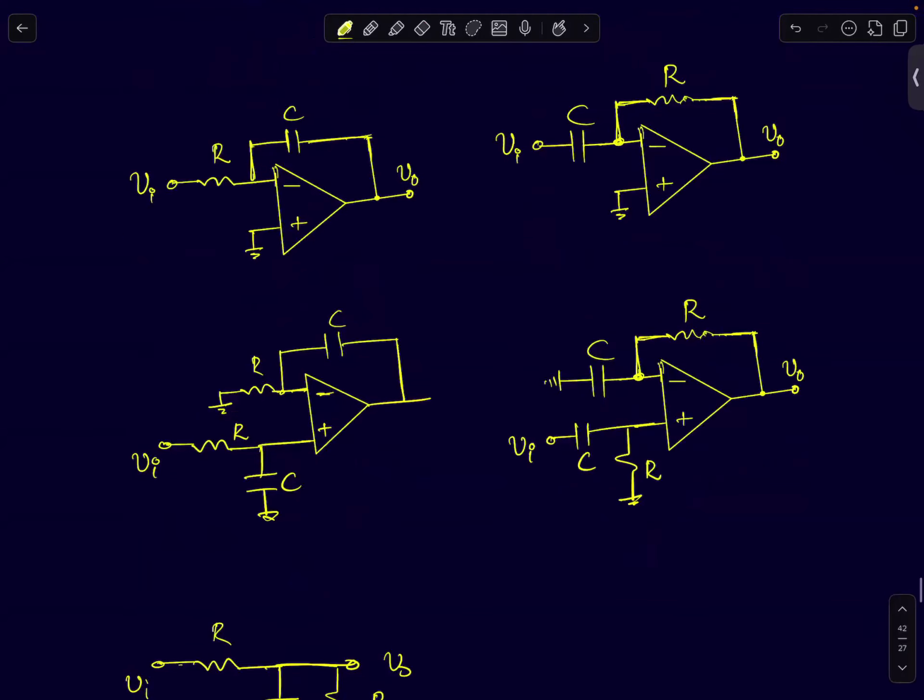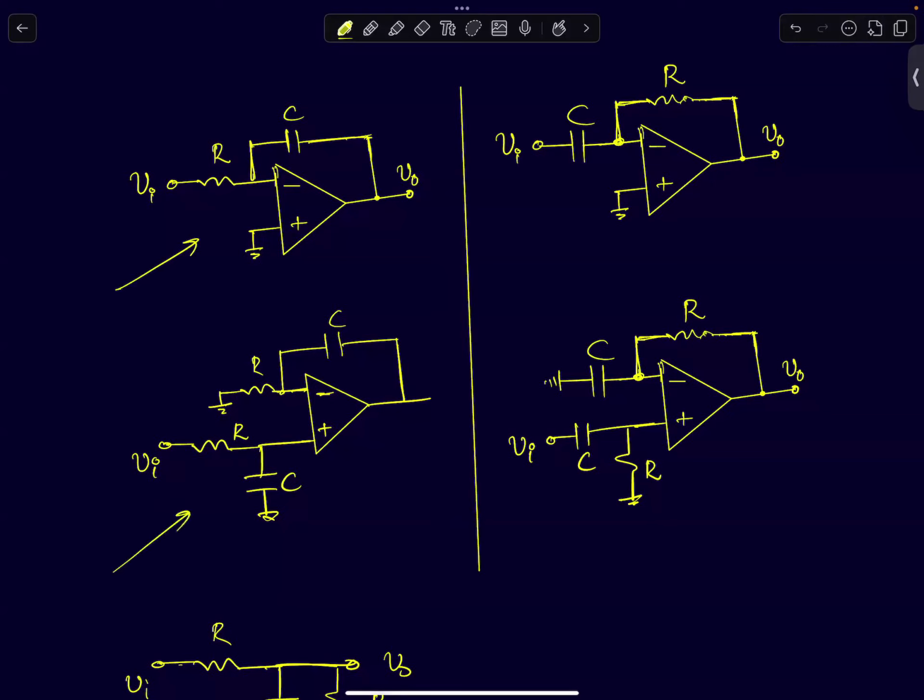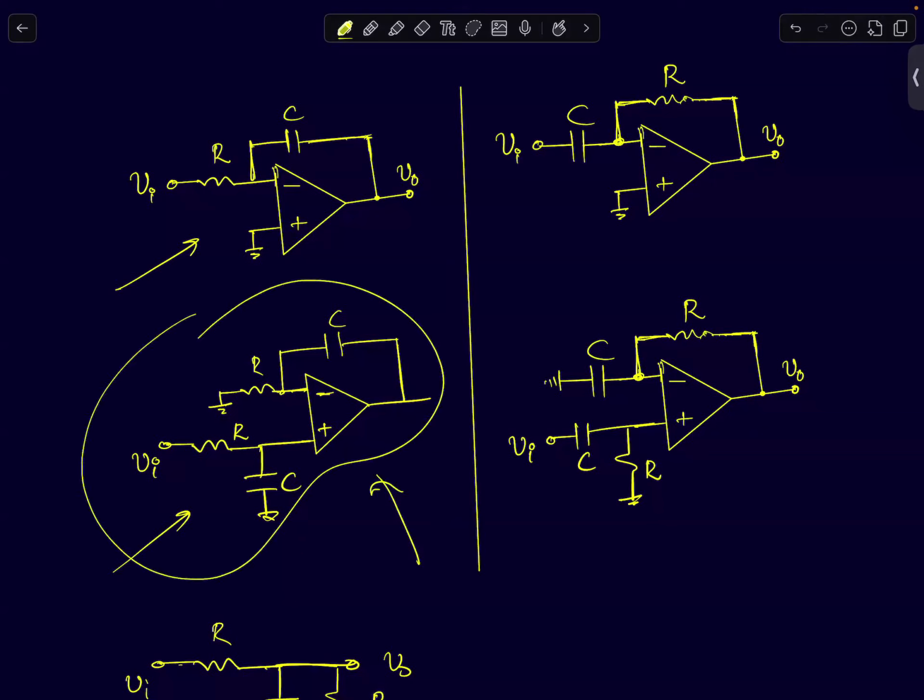So far I'll just show these two circuits, since I think you're aware of them. This is an ideal integrator. This one is an ideal non-inverting integrator. So what is the transfer function of this circuit? Do you remember that?